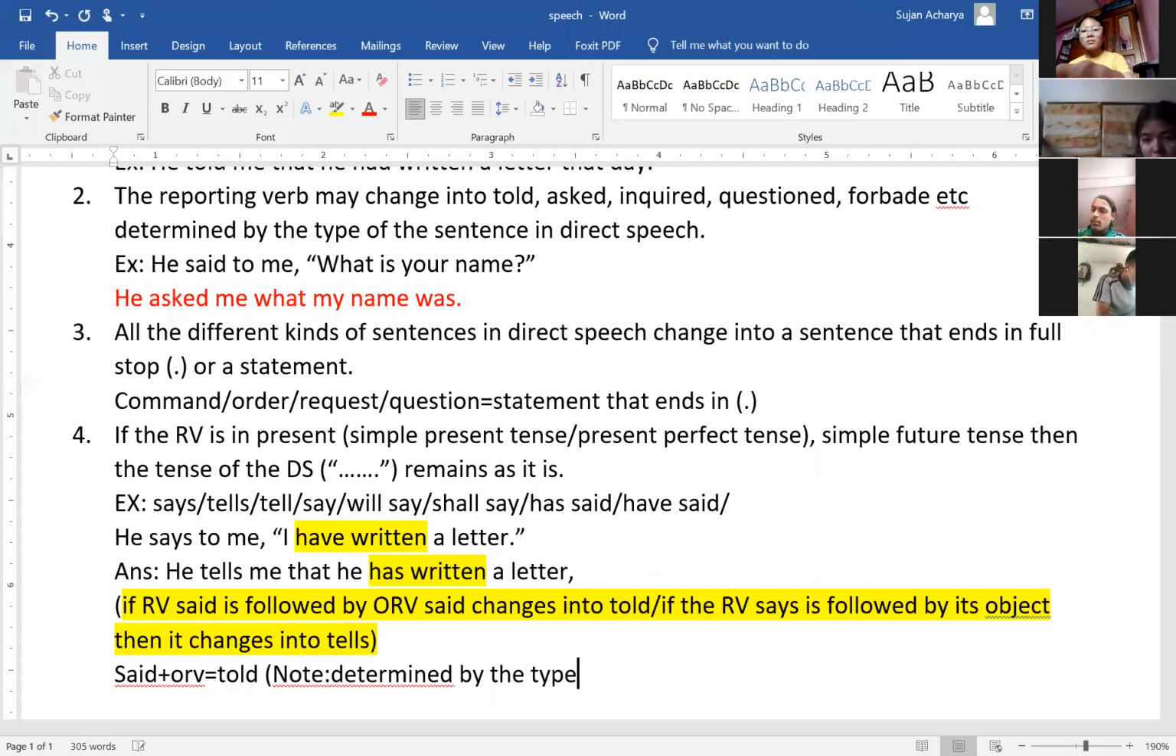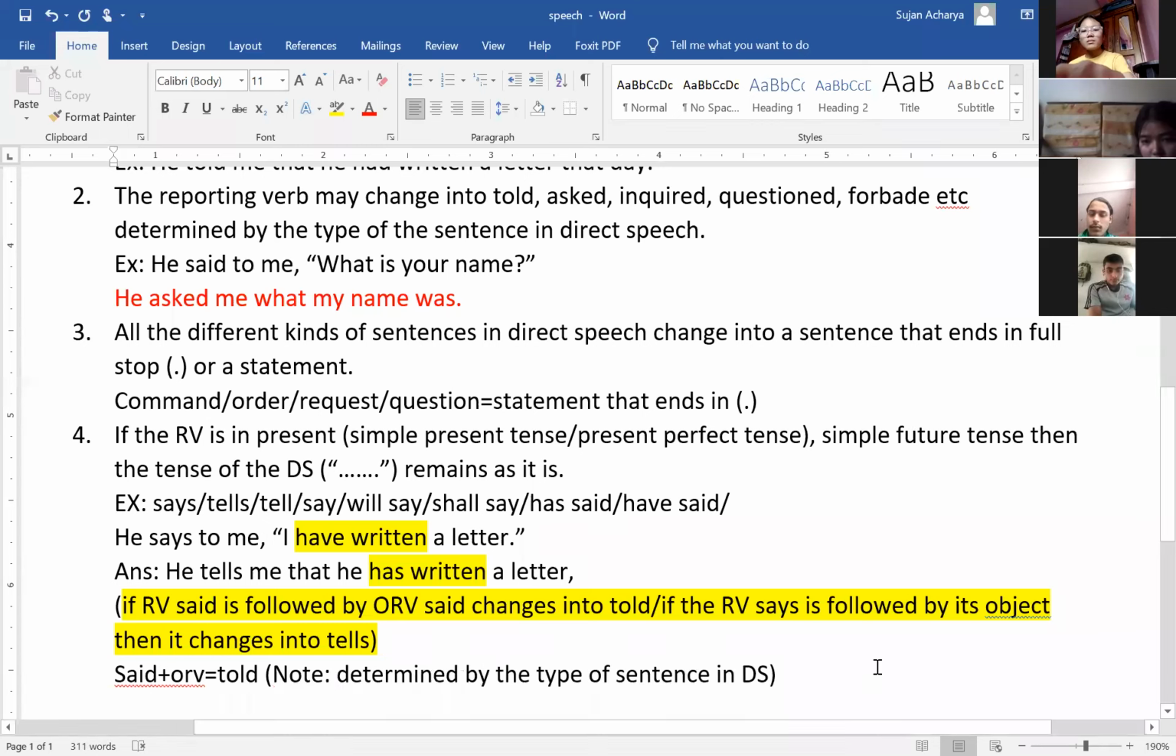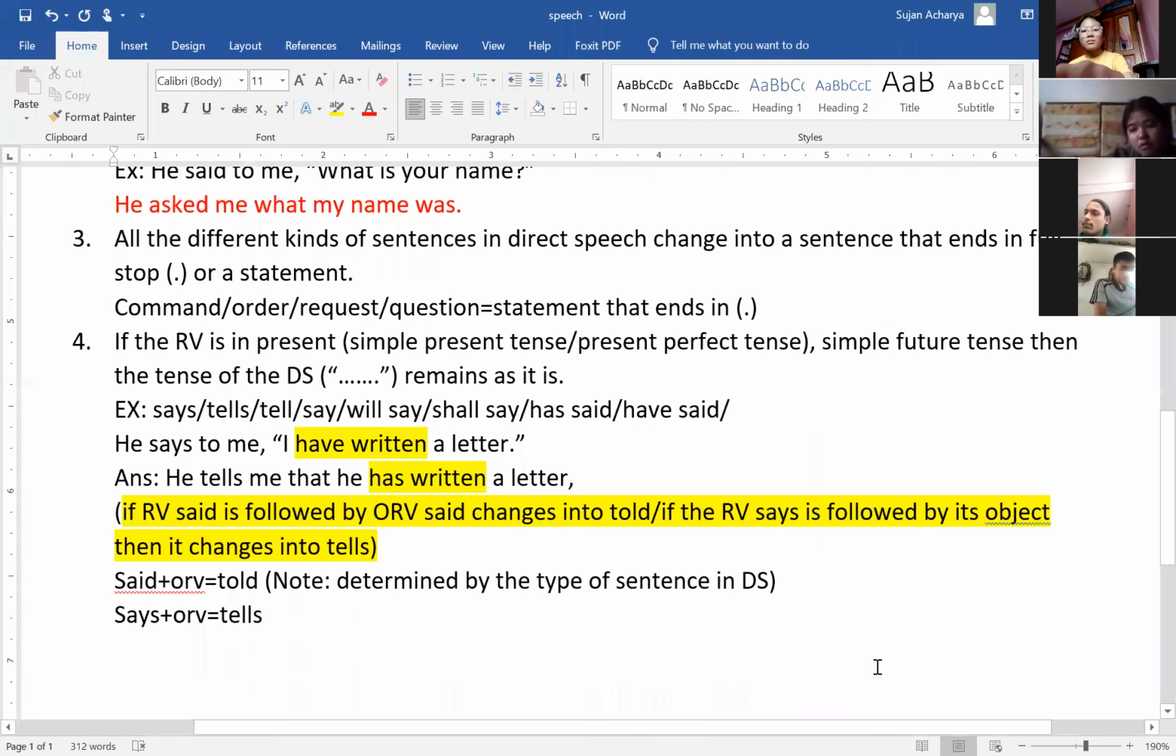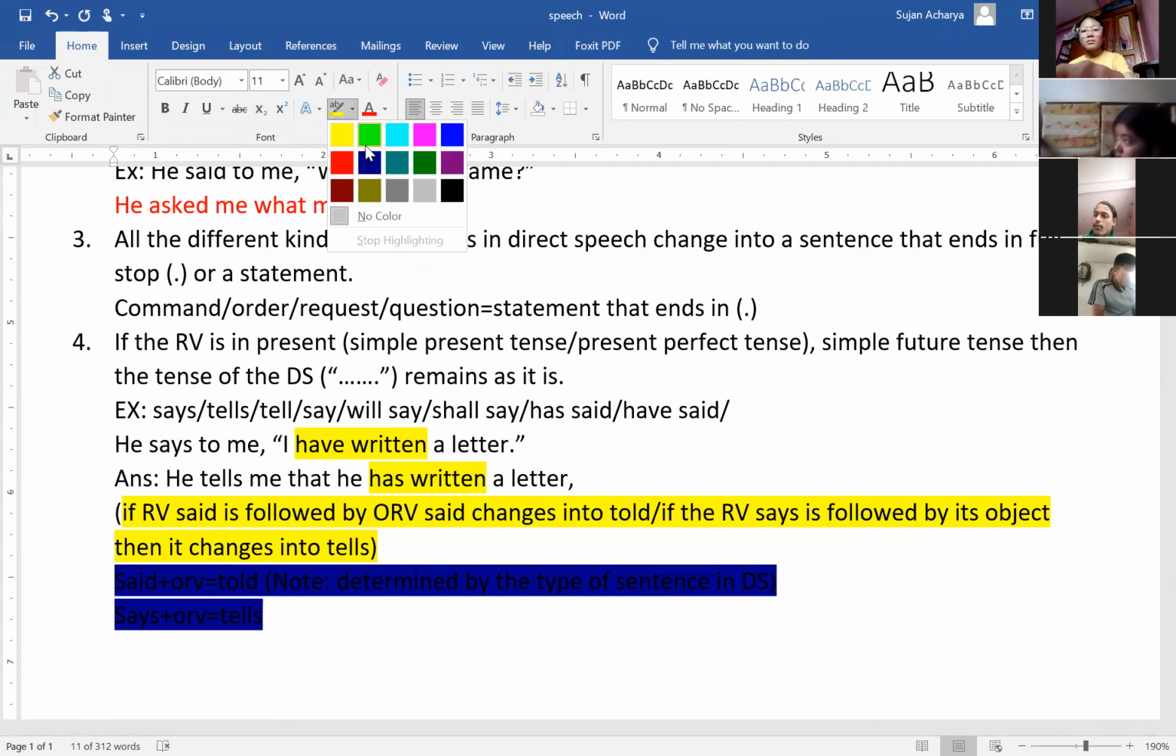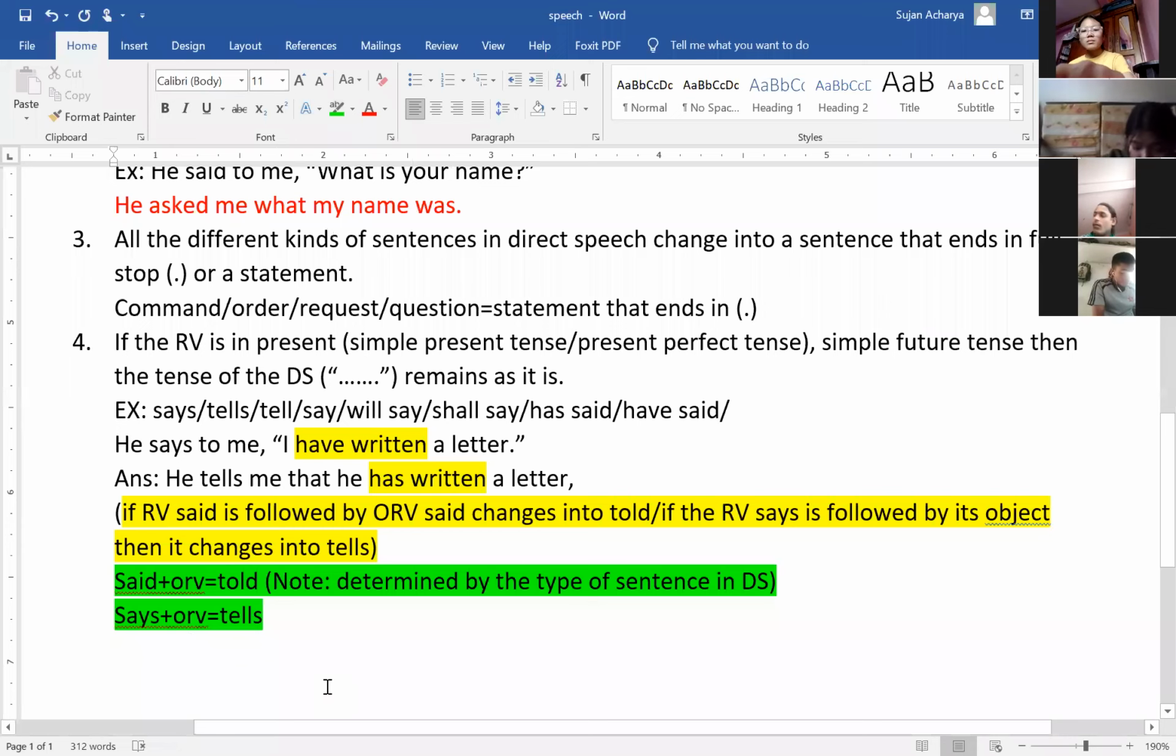Not always, but that again is determined by the type of sentence in direct speech. Said changes into told, but that again is determined by the kind of the sentence in direct speech. And if says, the reporting verb, is followed by an object of the reporting verb, it changes into tells. Now revise once again.